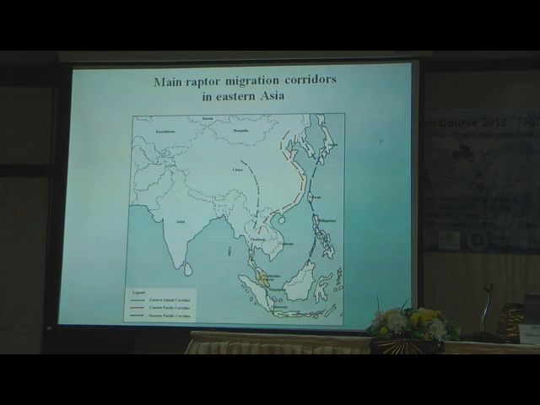Further in, you have the coastal Pacific route, where they basically follow the coast, and then the eastern inland route, which is from Central Asia down to Indochina and south.